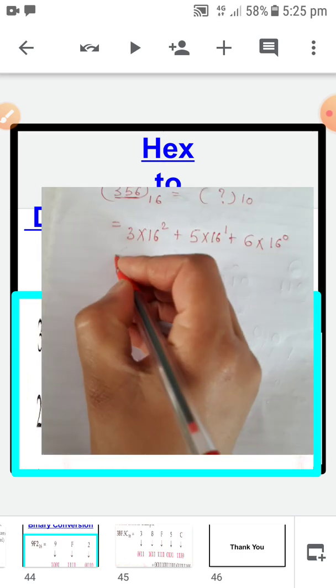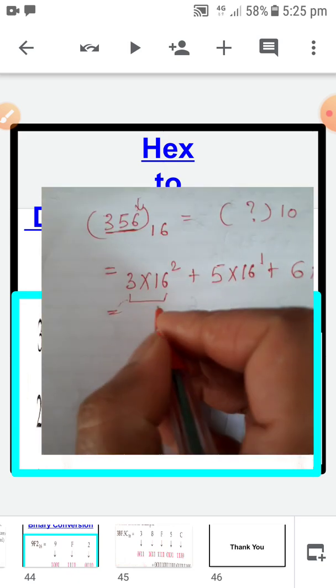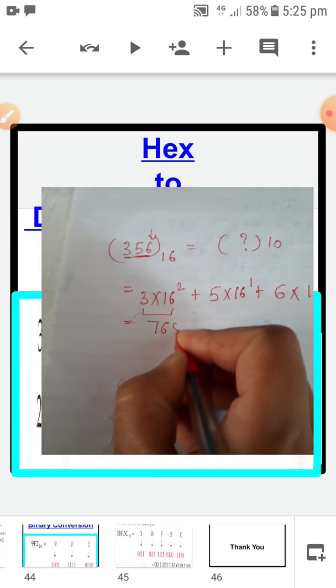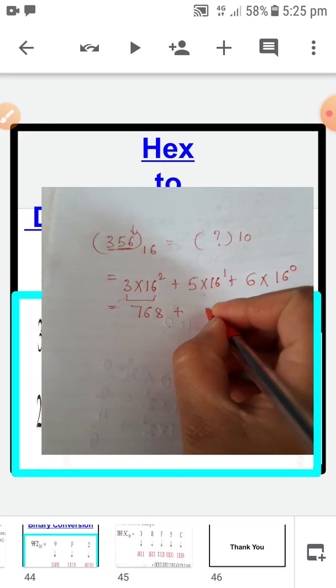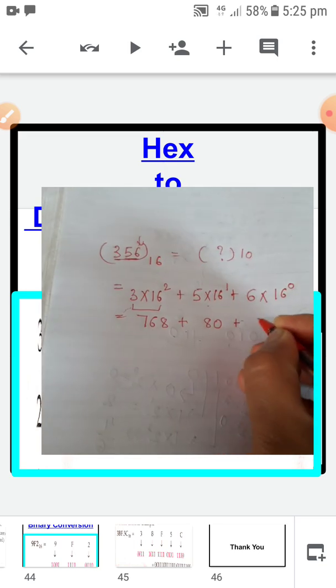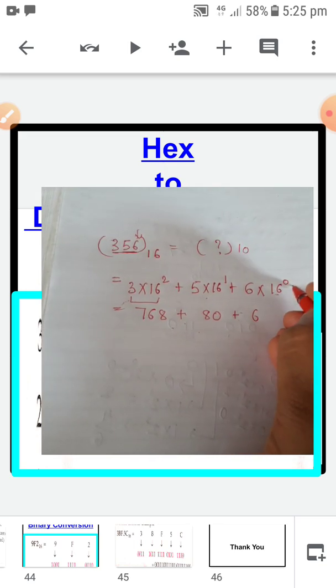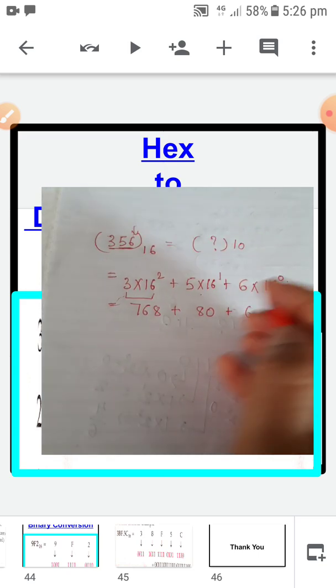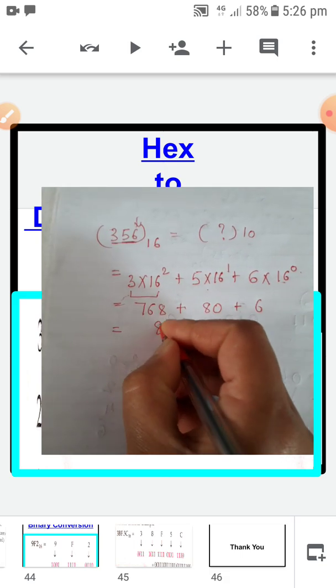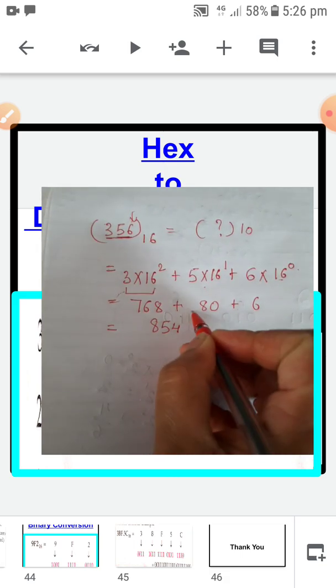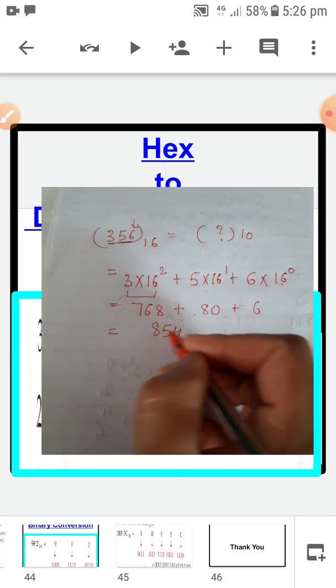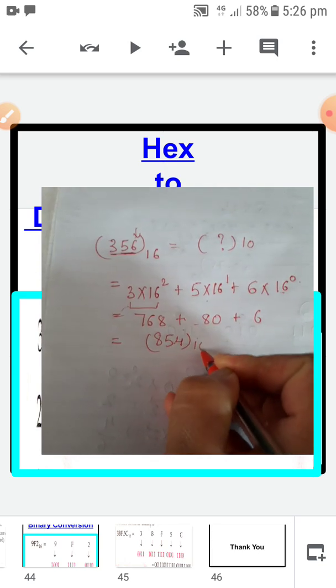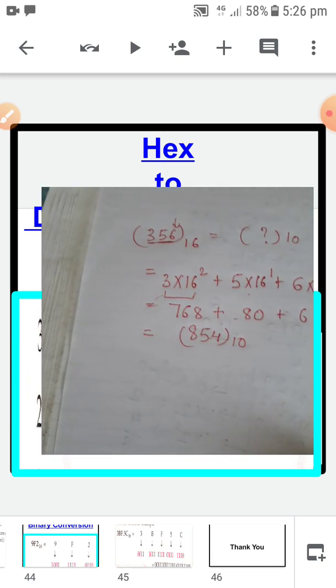When we solve this, we get 768. When we solve this, we get 80. When we solve this, we get 6, because 16 has 0 power, and anything having 0 power is equal to 1. By adding all these three terms, you will get 854. So now it is converted into decimal form, children.